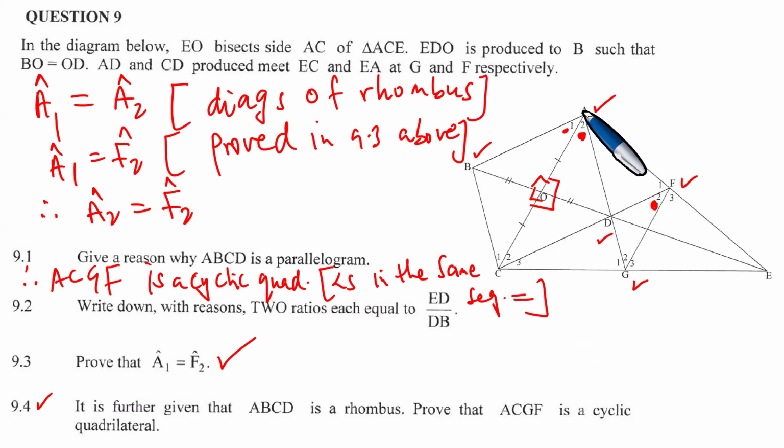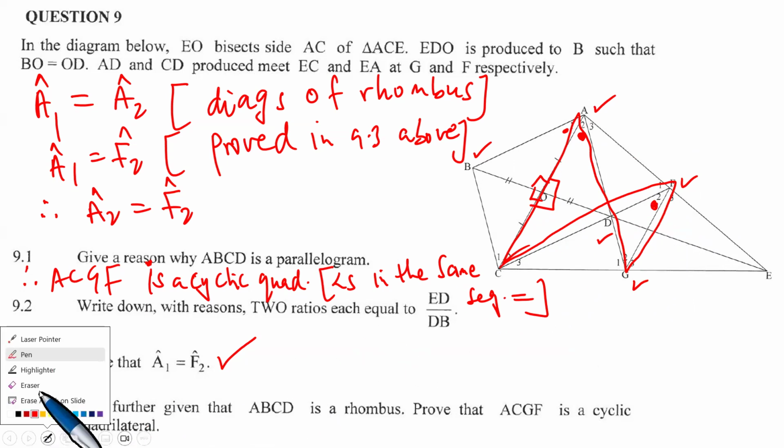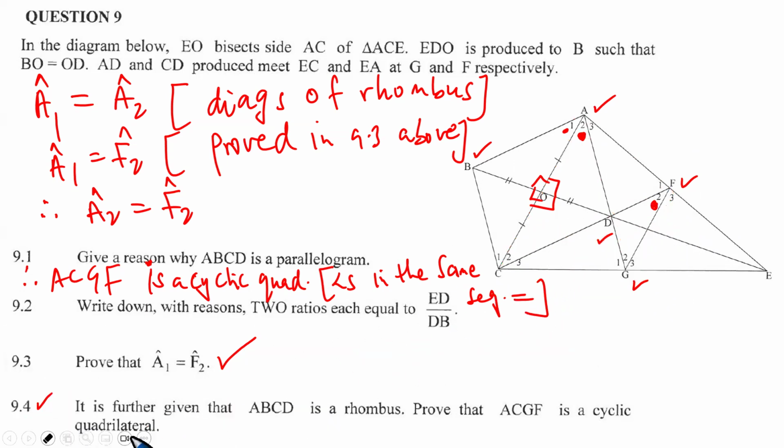So we are saying that ACGF is a cyclic quad. Why is it a cyclic quad? Angles in the same segment equal. Because there's a bow tie. Although there's no circle, and normally there has to be a circle, there's a bow tie like this, so we just had to show that angle A2 is equal to F2, and we have done that.